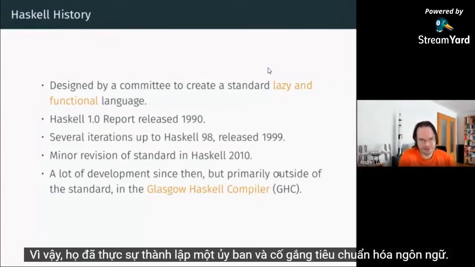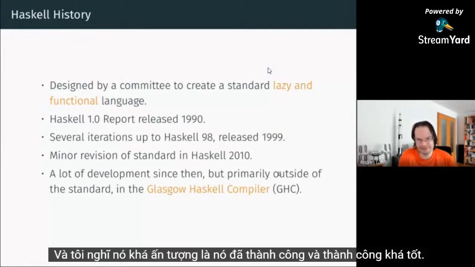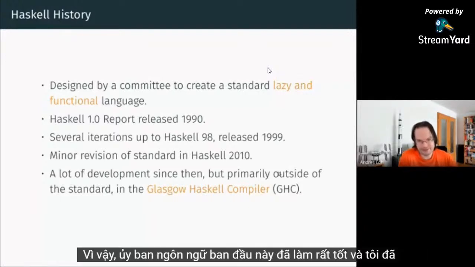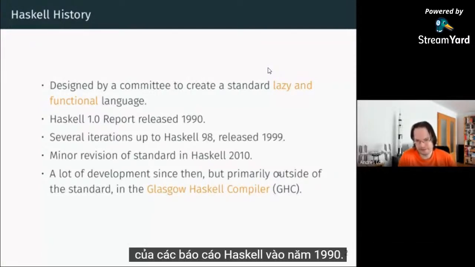So they actually formed a committee and tried to standardize a language. In many cases, that is a recipe for failure, but in the context of Haskell, it actually succeeded. I think it's rather impressive that it succeeded, and succeeded rather well. This initial language committee did really great work and had a lot of fruitful discussions. They released the first version of the Haskell report in 1990.